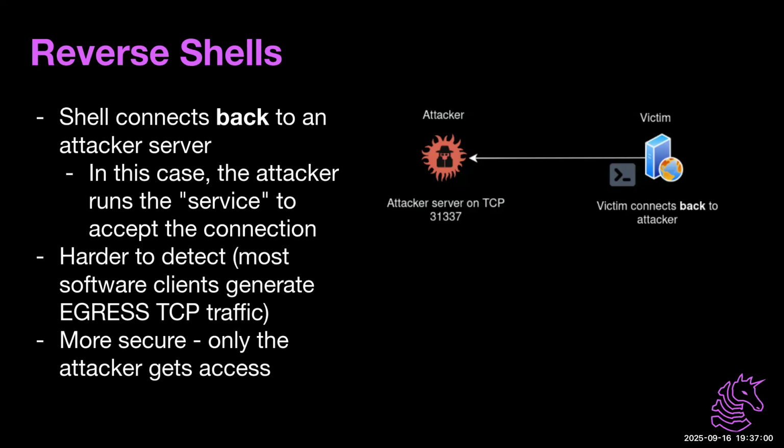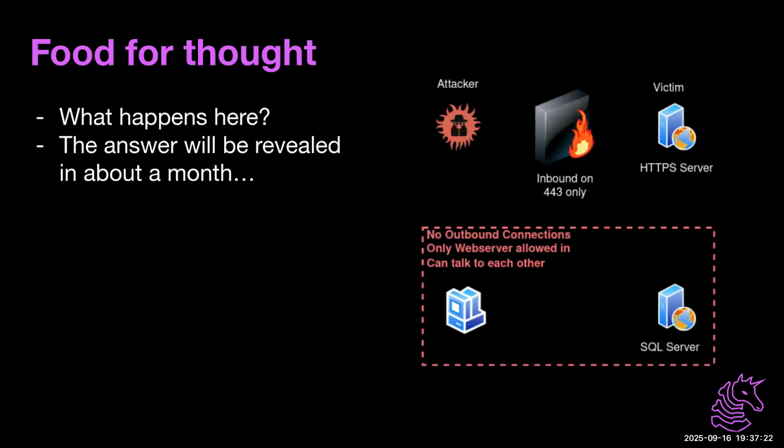This is more secure just because it's only connecting back to the attacker's IP address. It's more normal because most software clients, like when you're browsing the web, for example, are going to be talking out to things. Things are not talking into them. And it's a little bit harder to detect, right? This is still not hard to detect by any stretch, but it's a little bit harder to detect than a bind shell.